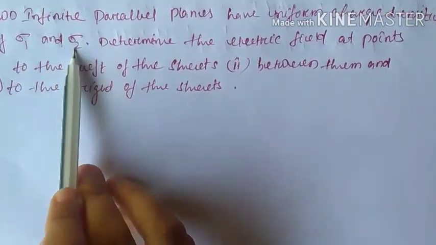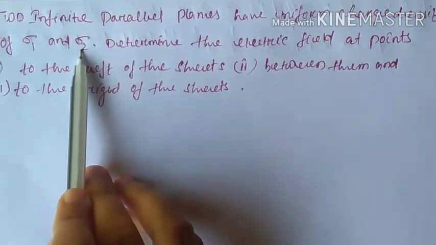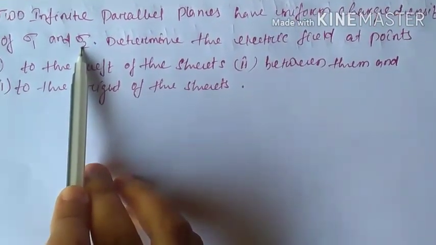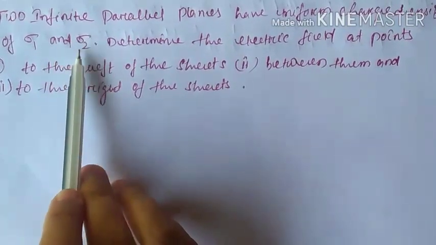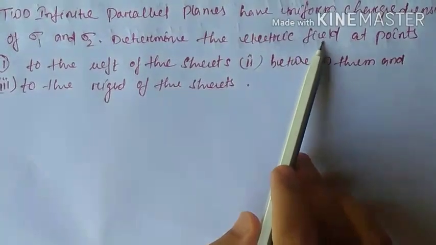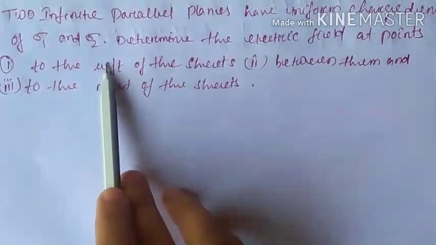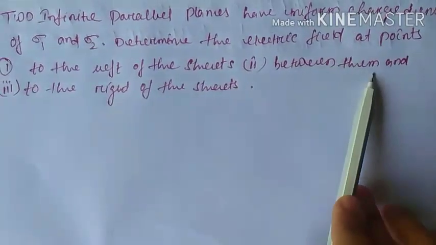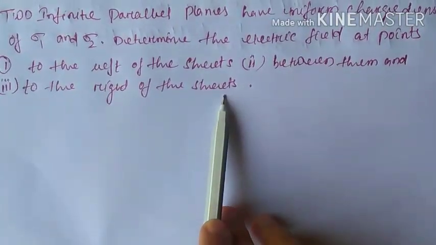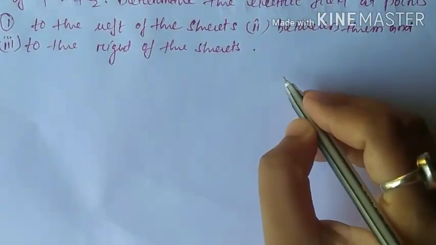So from here you can observe these two are positively charged parallel plates. They are representing two positively charged parallel plates. What we have to calculate? We have to calculate the electric field at points to the left of the sheets, between them, and to the right of the sheets. So let's plot the diagram using our given information.